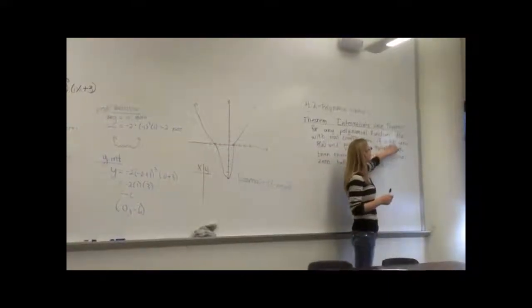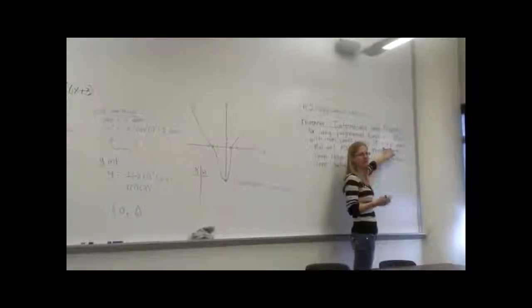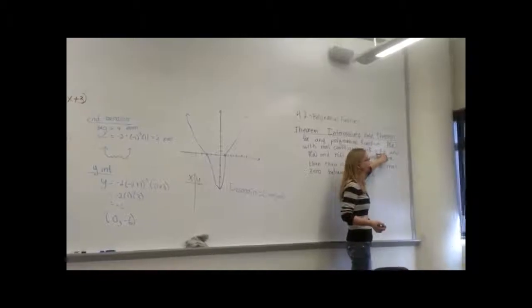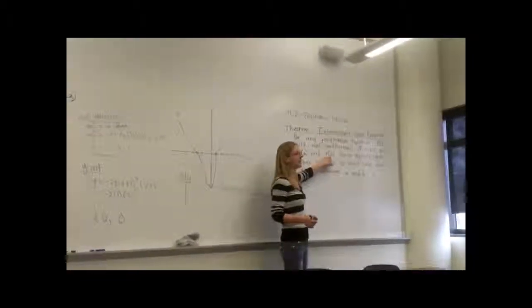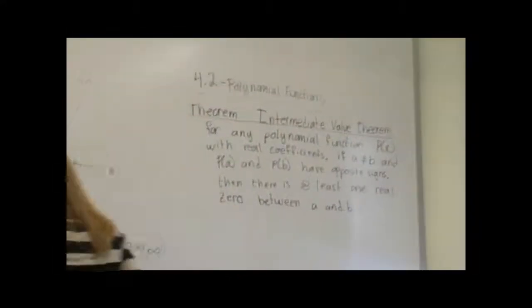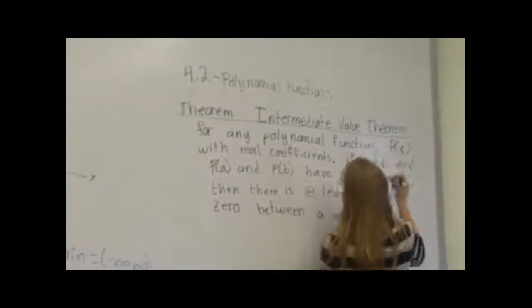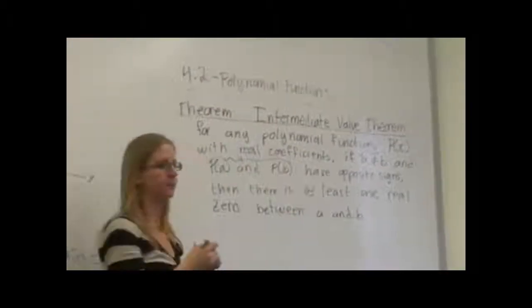If A does not equal B, all that means is if I have two different numbers, maybe 1, maybe 7. Those are two different numbers. If I have two different numbers and P of A and P of B, so these are the y values of those two different numbers. So maybe write this down to help yourself out. The A and B are x values. The P of A and P of B are y values.